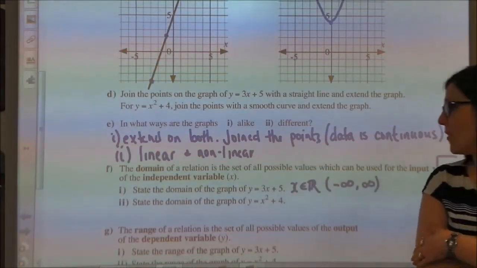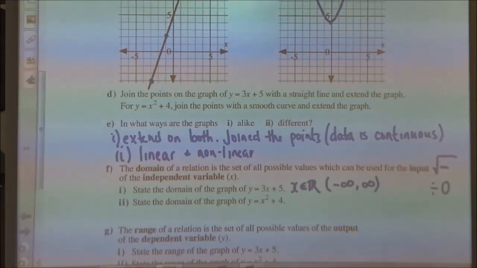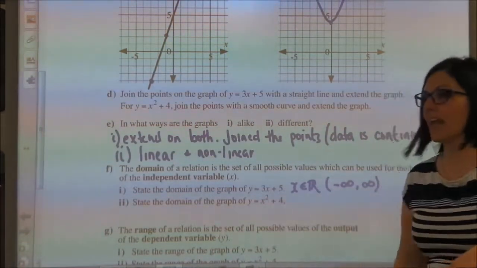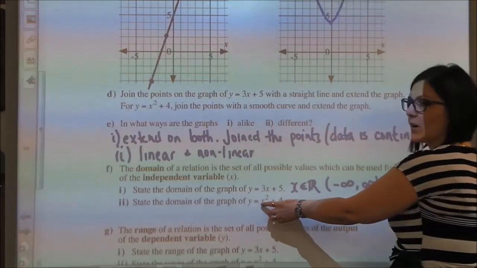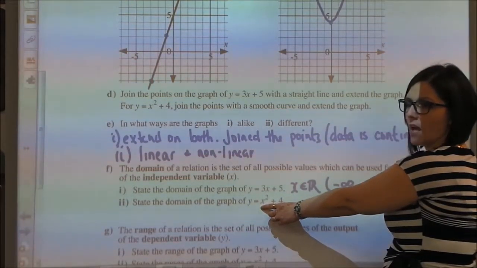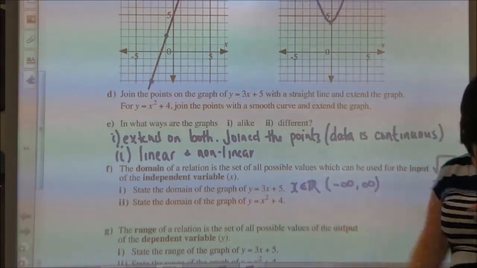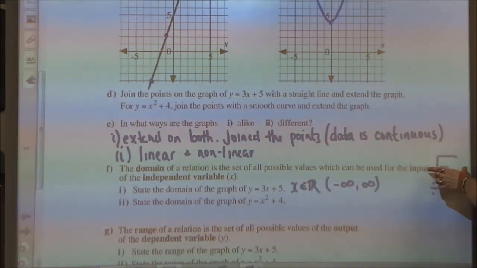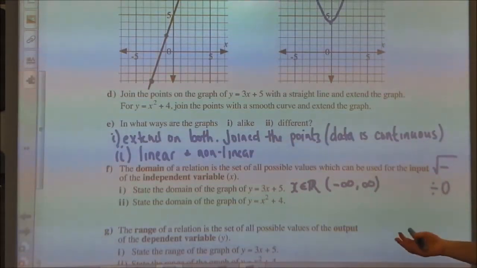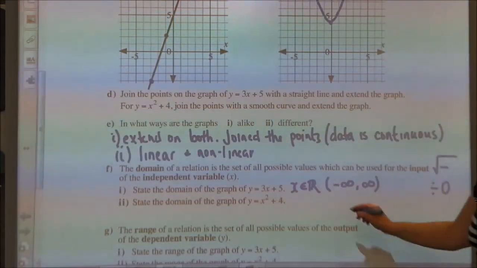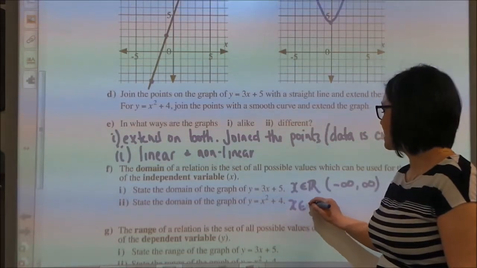Okay? The domain for y equals x squared plus 4. Again, are there x values that I can't use? Well, can I square negative numbers? Yes, I can square negative numbers. I squared them over here. I can't square root them. So I can pick any possible x value. So again, x is a real number.